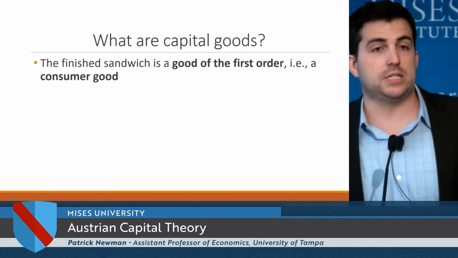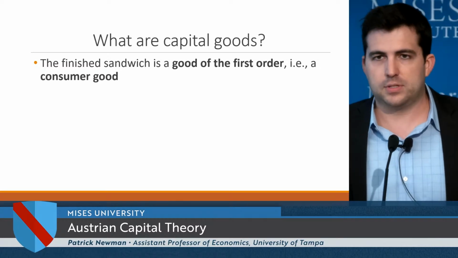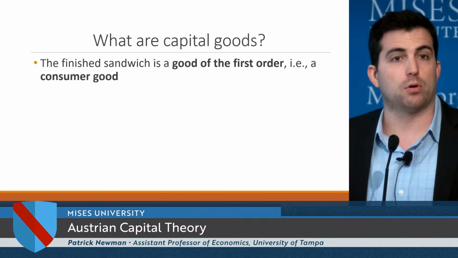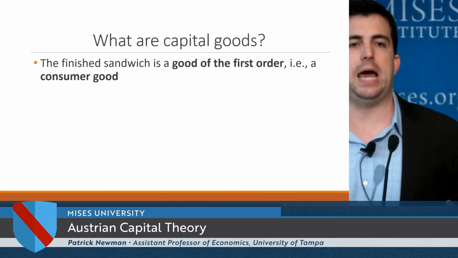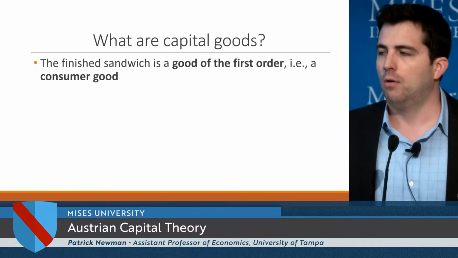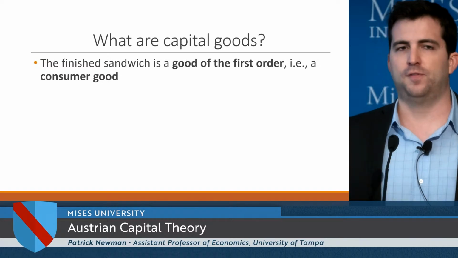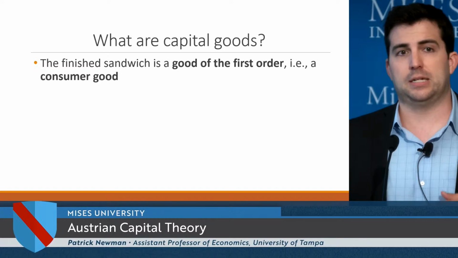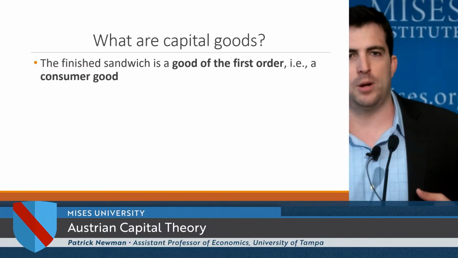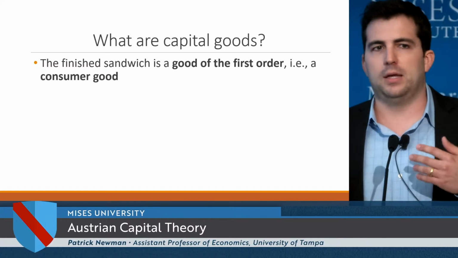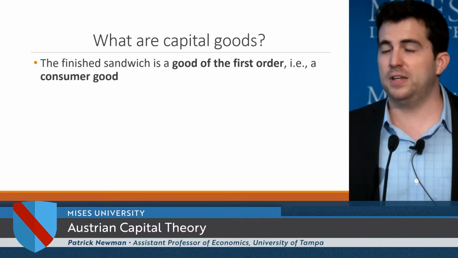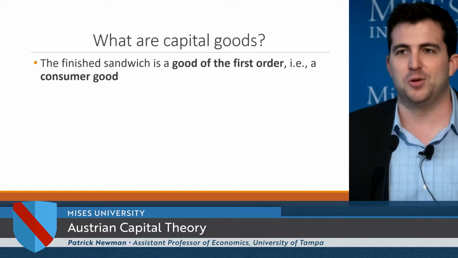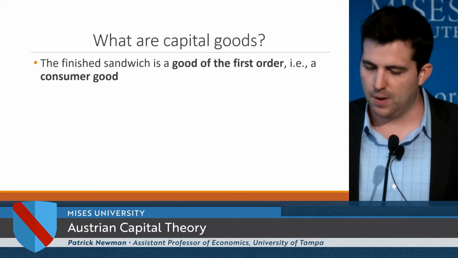The finished sandwich, whatever type of sandwich is being made, is what is called a good of the first order. It's a consumer good. It directly satisfies your end, right? Your end of wanting to feel full, you're hungry, or you could be eating this sandwich, not necessarily because you're hungry, but you're trying to bulk up, put on muscle, or meet some other fitness goal, or you're trying to please the person who made the sandwich for you. You don't want to look rude or whatever, all right?